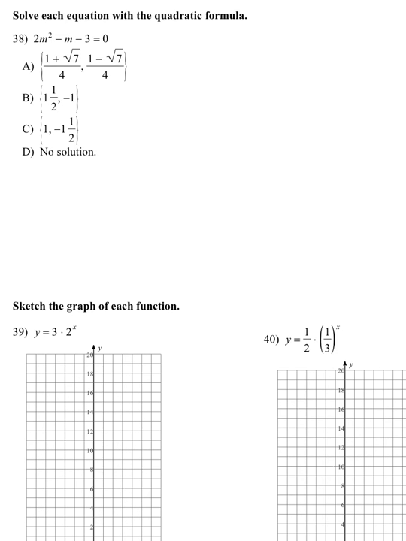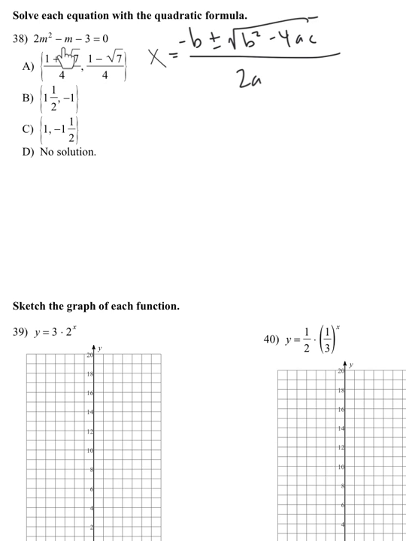So here's number 38. It is solving the equation with the quadratic formula, which is x equals negative b plus or minus the square root of b squared minus 4 times a times c, and this whole thing is over 2a.